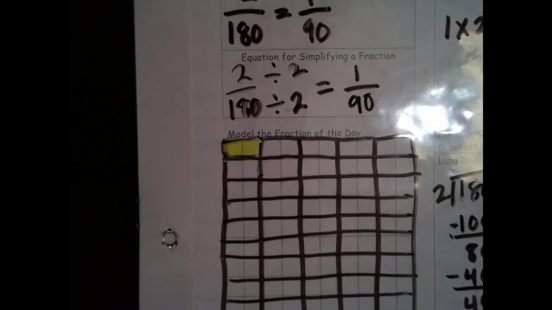That checks, that both of those worked. My fraction is definitely 1 over 90. And now I'm going to fill in my data collection page and my number line.